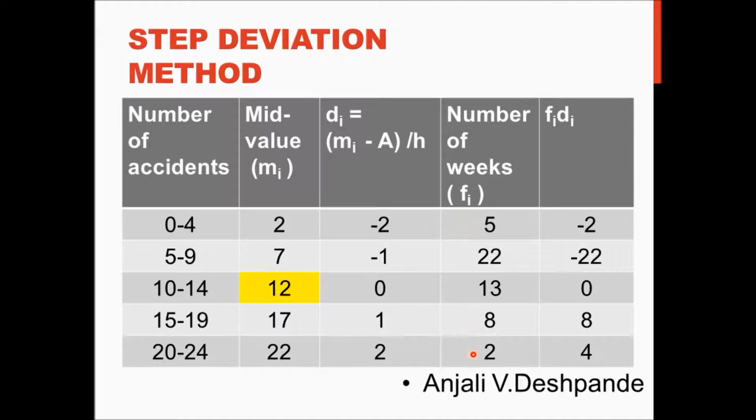Then the number of weeks, that is the frequency, is given over here. Then in the next step, we have to multiply this Fi into Di. That means 5 into minus 2, this way we get minus 10. Then 22 into minus 1, that is minus 22. Then we get over here 0, 8, and then 2 into 2, that is 4. And summation Fi Di in this case is going to be minus 20. If you add everything, you will see that the sum comes out to be minus 20.